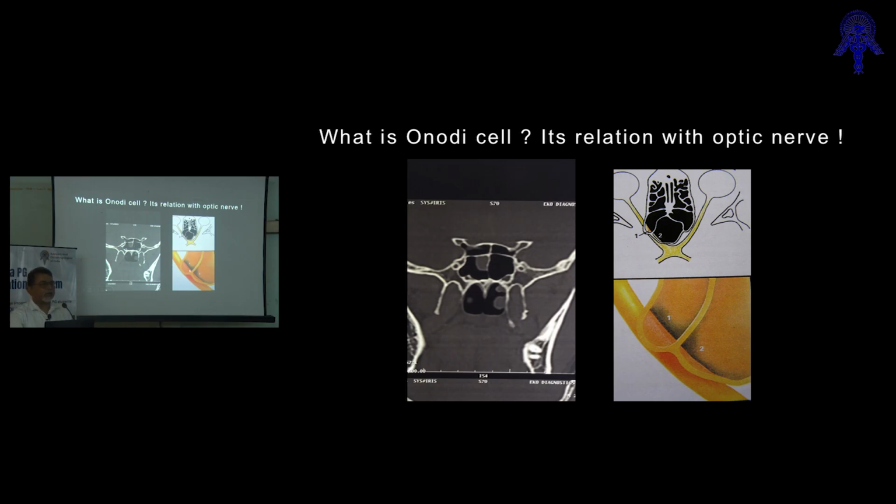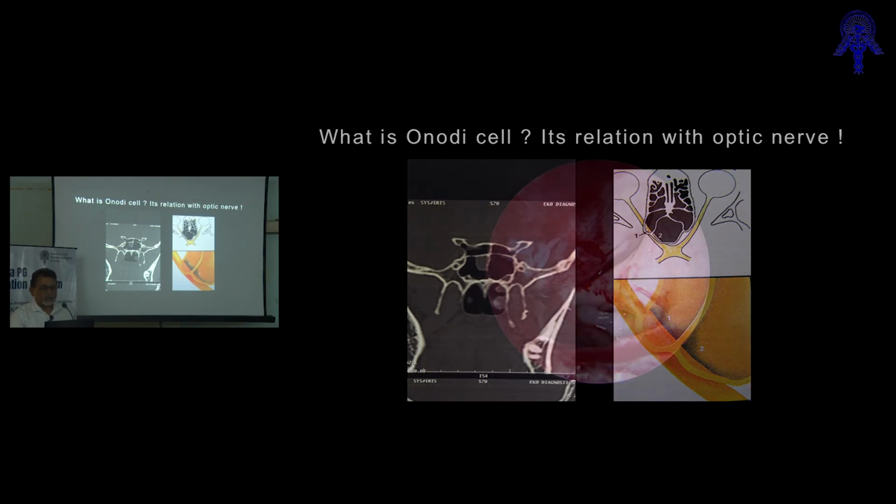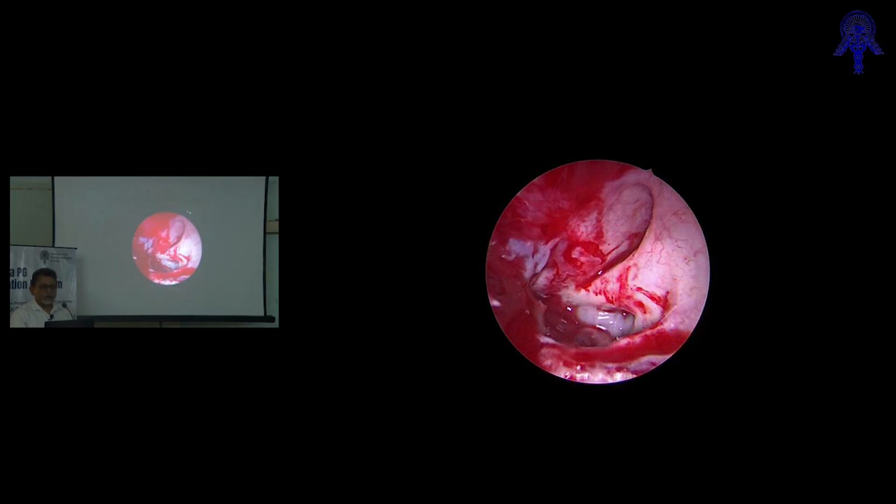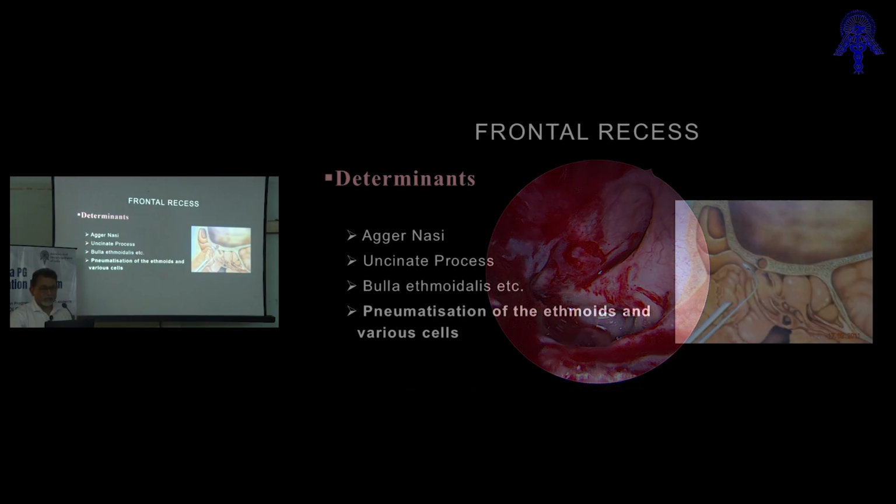What happens? The optic nerve can be directly involved there, and this is the anatomy of the sphenoid sinus: left side optic nerve, lateral OCR, carotid optic recess. So if you have an Onodi cell, the Onodi cell will be here. So you can go into the Onodi cell thinking that you are in the ethmoid and you are safe, but you are still going to damage the optic nerve, as you can see here in the left side image.